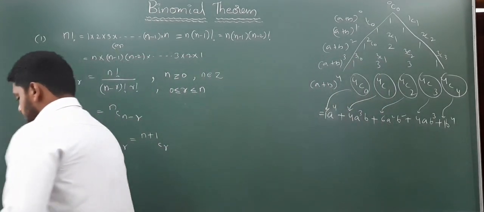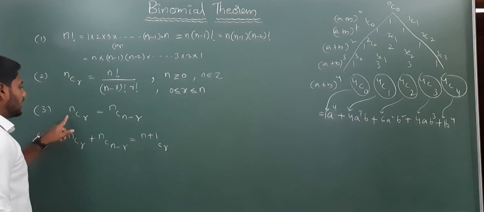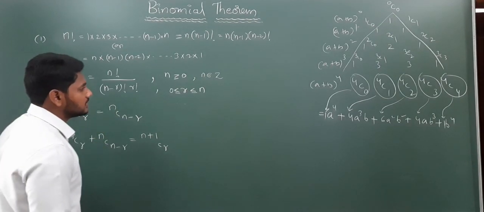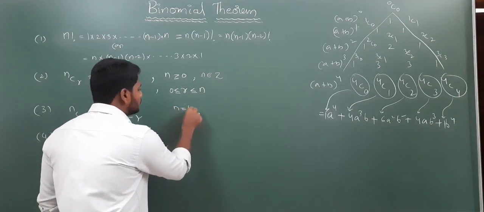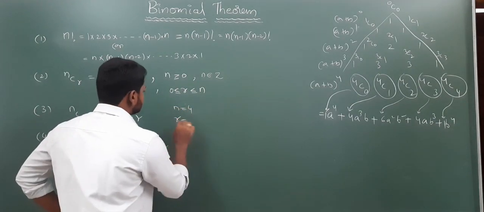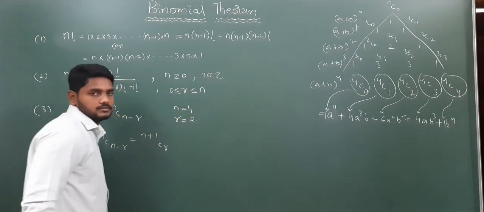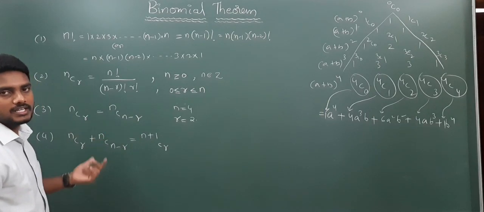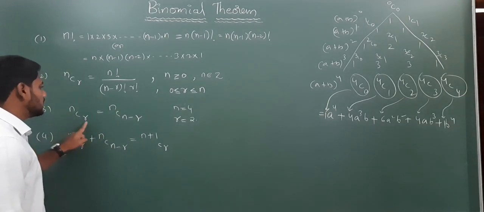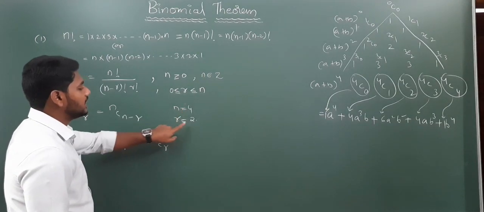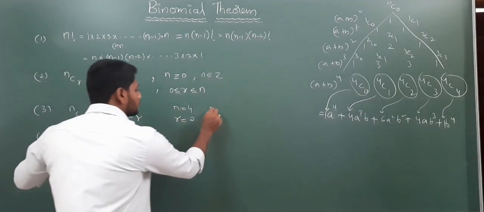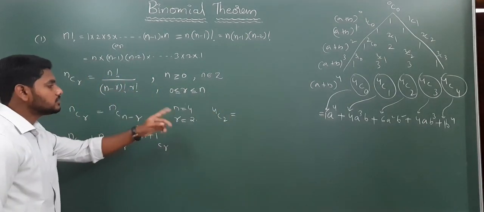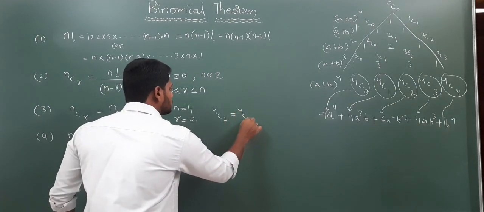Next, the formula number 3, that is nCr is equal to nC(n minus r). See, for example, I will consider n equal to 4, r equal to 2. Why? Are both equal or not, once we will check. If the values are n equal to 4, r equal to 2, what is nCr? 4C2. They are telling that according to this formula, 4C2 is also equal to 4C(4 minus 2).